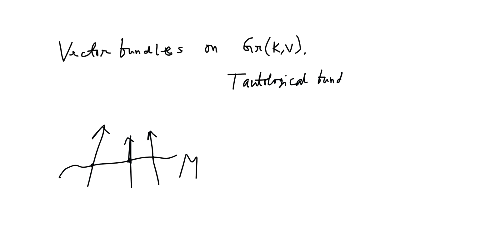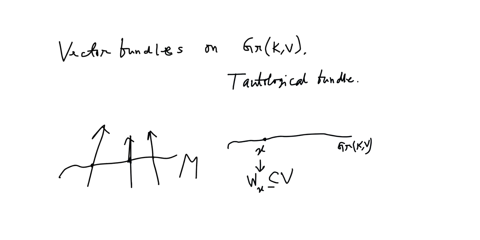Tautological bundle. So what is that bundle? This is a vector bundle, and how do you define this? Suppose this is your space GR(k,V). So look at a particular point X. What is this X? This X is a particular k-dimensional subspace of your vector space V. That is what a point in the Grassmannian is. So that point corresponds to some subspace of the vector space V. So on X, we attach that vector space itself.